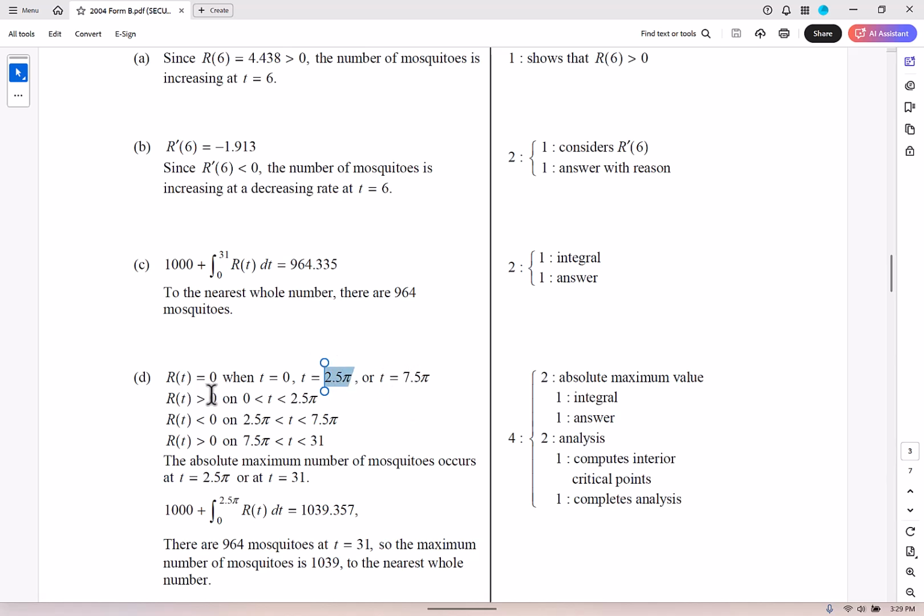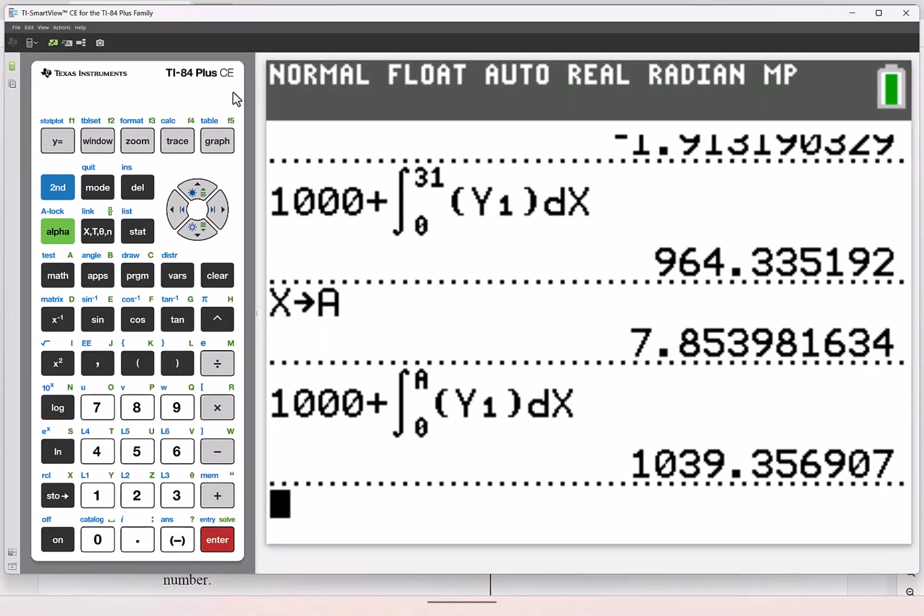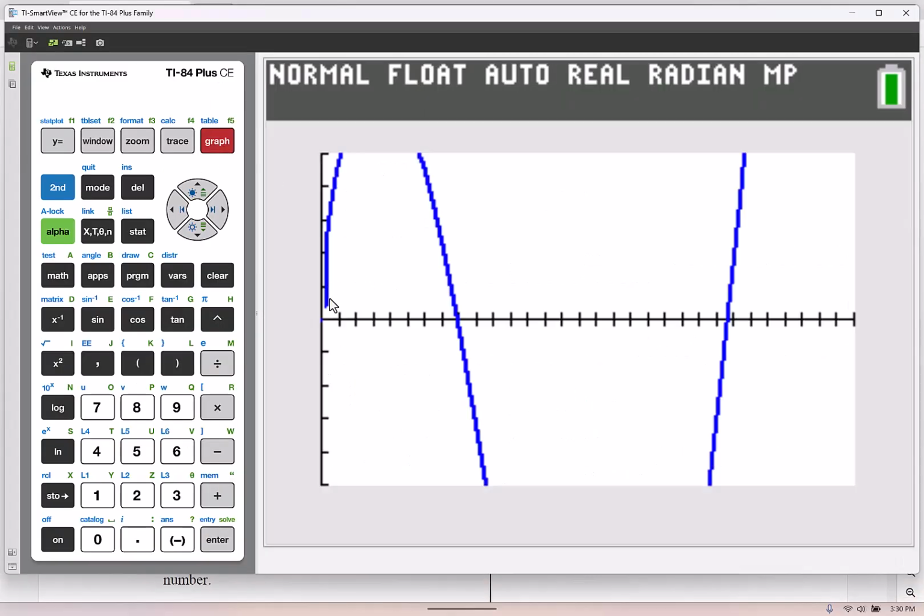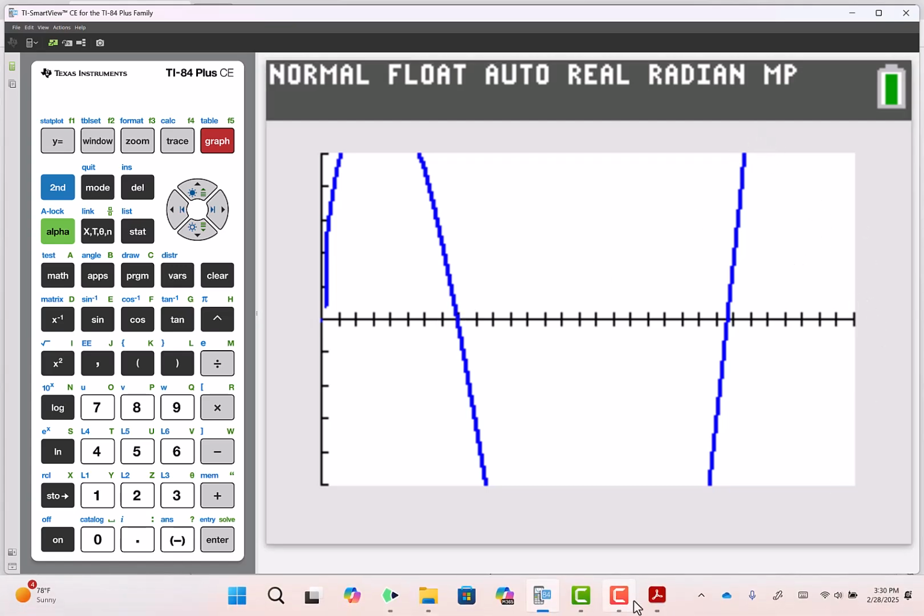R prime of t is positive between 0 and 2.5 pi. Yep. R prime of t is negative between 2.5 pi and 7.55. R prime of t is positive after that. Guys, relax. We got it. We got full credit with the table that we did. All this is saying is that R prime of t is positive between here and here. It's negative between here and here. And positive between there and there. The maximum must occur here at this endpoint because we already know the maximum of 31 is 964. That's what that is saying.